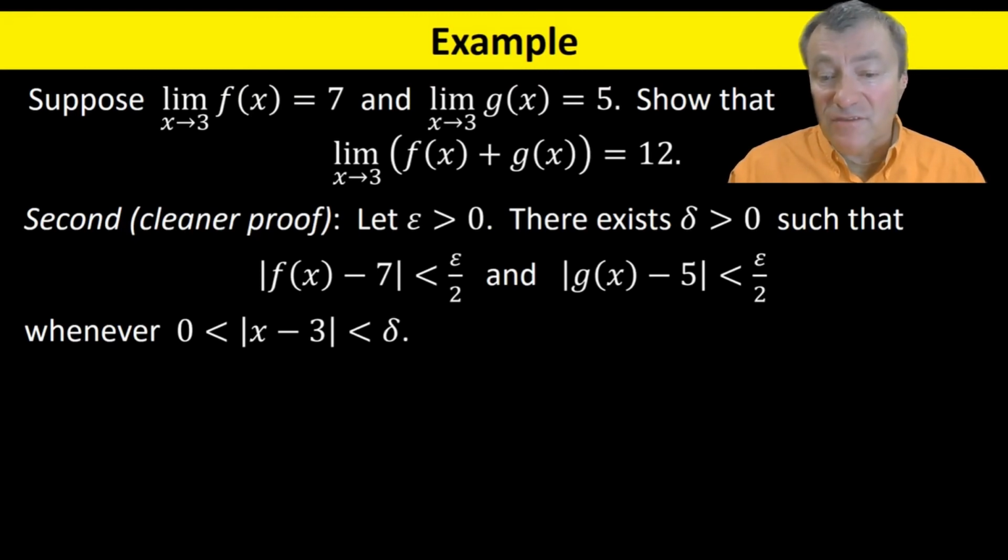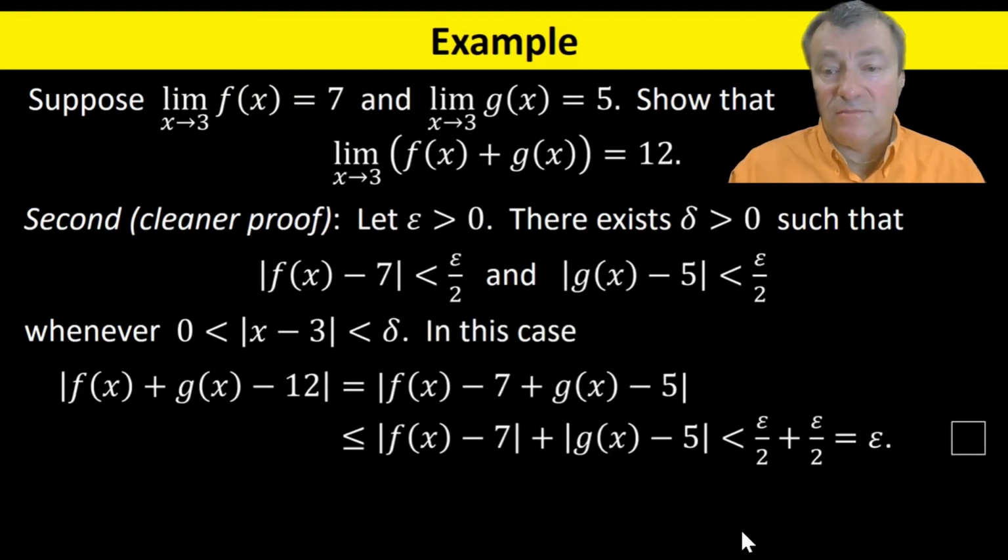Now, when you've seen enough analysis proofs, you get used to this shorter way of writing it. So the required bound for f of x plus g of x is found by using the triangle inequality. The steps are as before, but now I'm cleaning it up. The proof is shorter and easier to read.